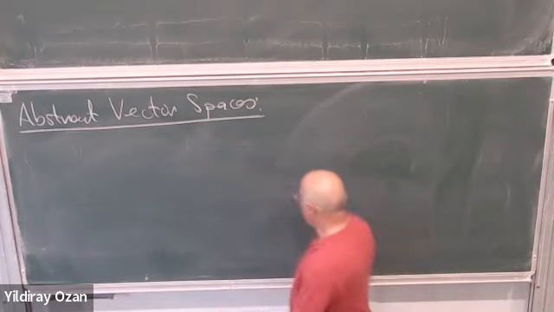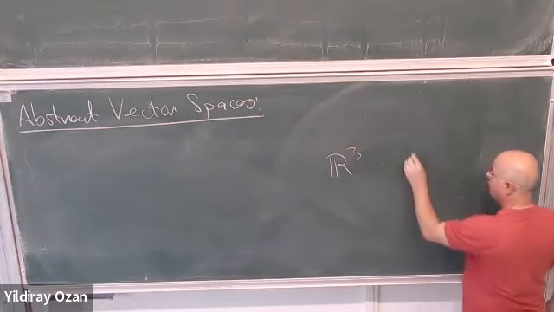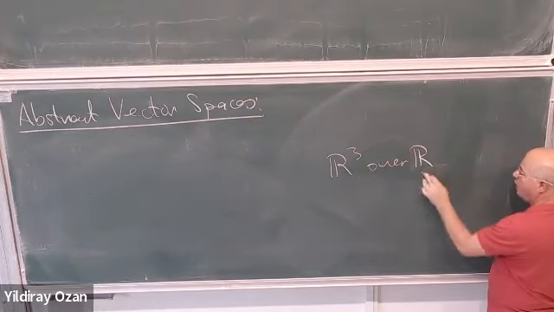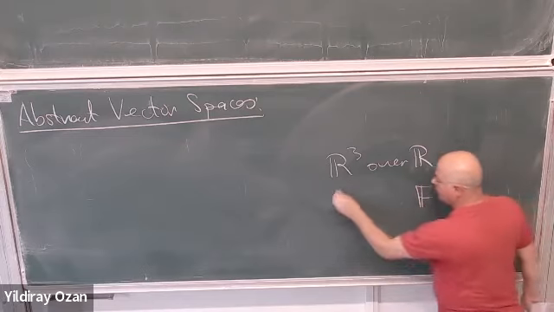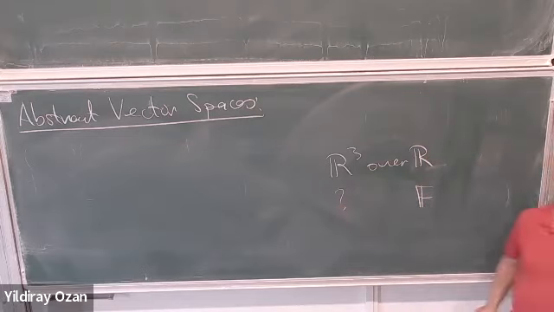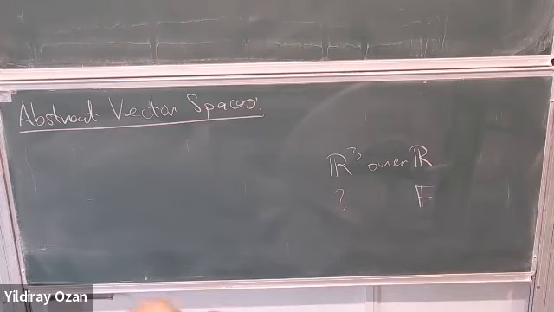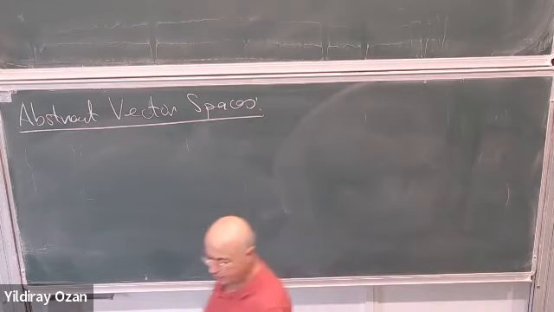Right? In Euclidean three space we had R3 and this is a vector space over R. But here I want to put some other field. Then here I need something more general. So that's the next thing we are going to do. Let's define what an abstract vector space is.